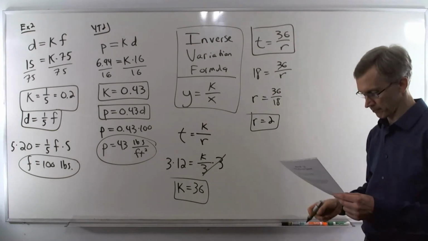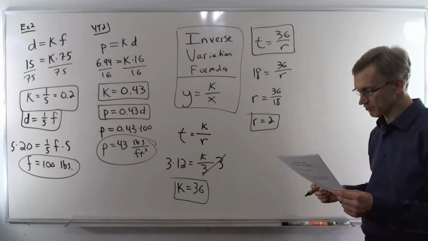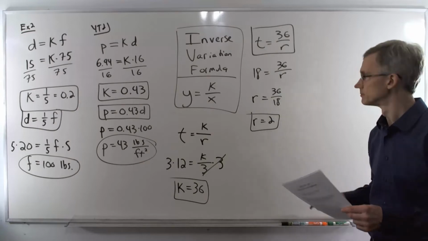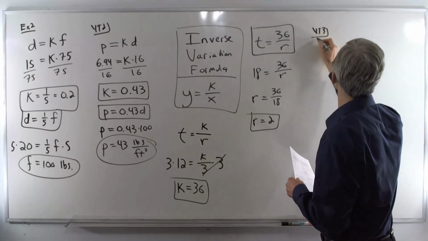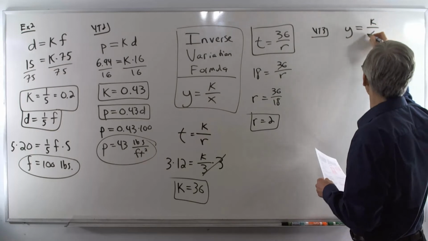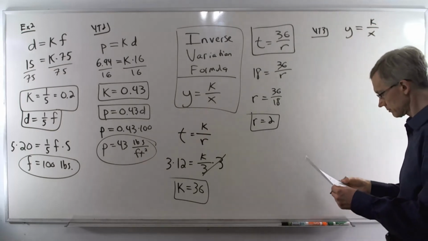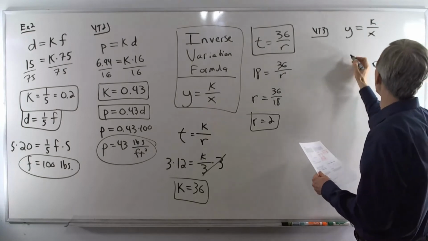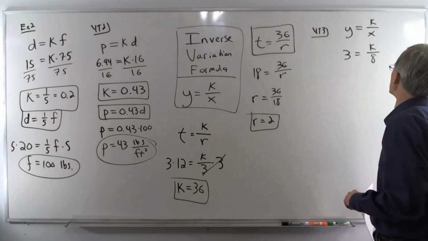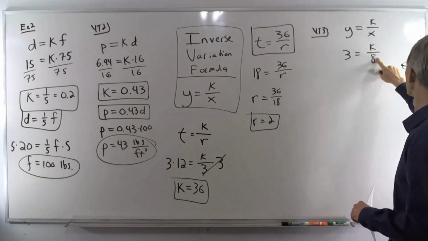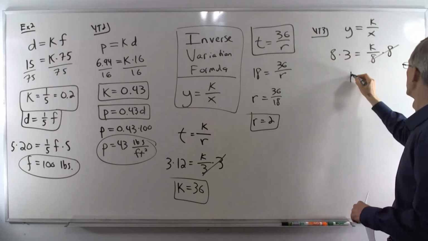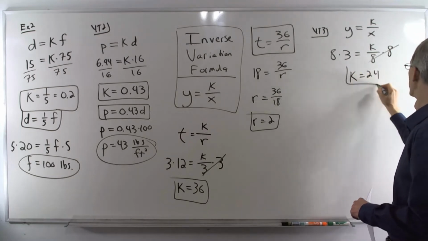Your turn, number 3. If y varies inversely with x, and y is 3 when x equals 8, find the equation that relates x and y. So y varies inversely with x. I'm going to plug in 3 for y and 8 for x. All right, just like we did over here, we're going to multiply both sides by the denominator. I'll get rid of that. 8's cancel. K equals 24.